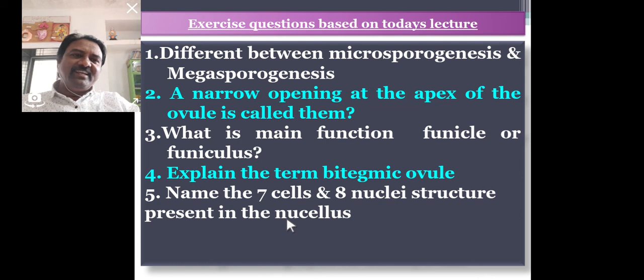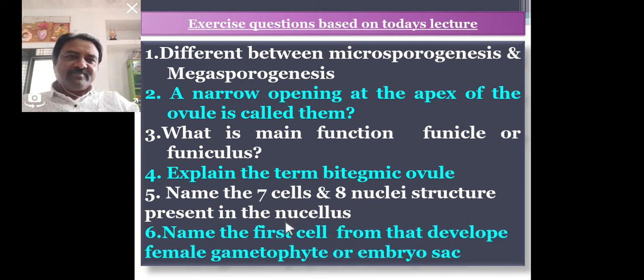Name the 7-cell and 8-nucleate structure in the nucellus. The embryo sac or female gametophyte is the structure present in the nucellus showing 7 cells and 8 nuclei. Name the first cell from which the female gametophyte or embryo sac develops. The megaspore is the first cell from which the female gametophyte develops.